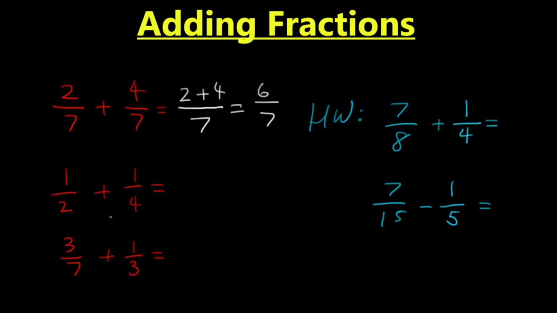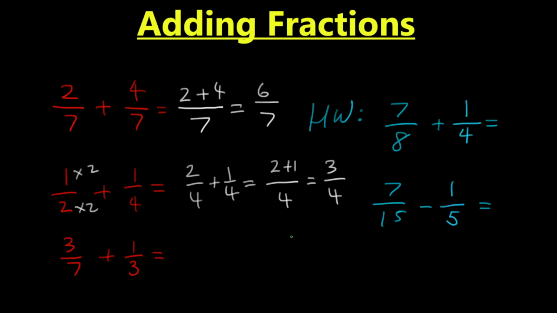For the second question, it's a little bit harder. The denominators are not the same, but we can make an equivalent fraction. We can change 1/2 into 2/4 by multiplying the top and bottom by 2. Then once you have a common denominator, you can combine them and do 2 plus 1 on the top equals 3.